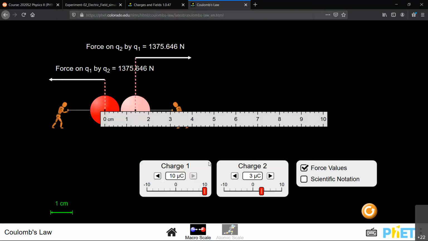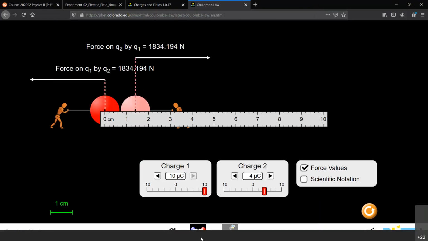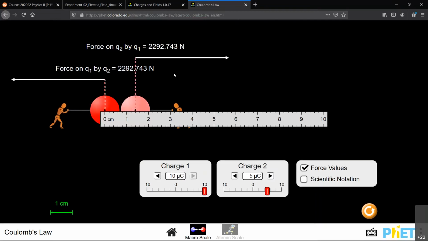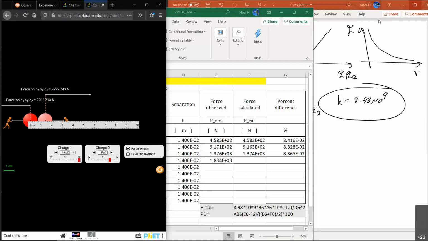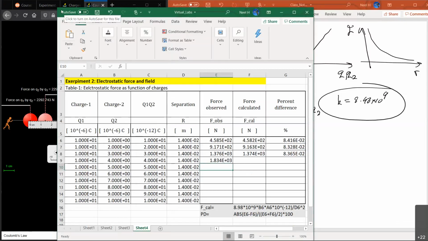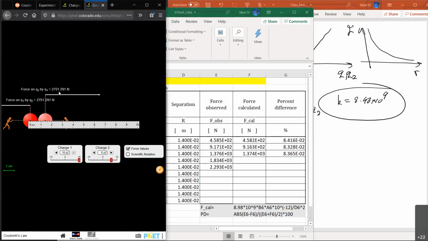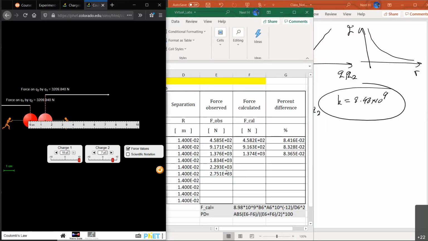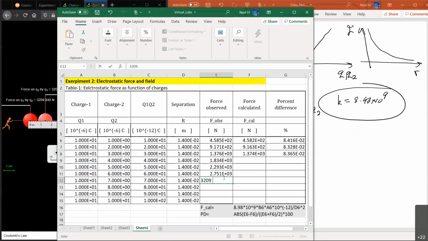Then you continue this, increasing the charge all the way to 10. 4 microcoulomb, 1834.19. 5 microcoulomb, 2292.74. 6 microcoulomb, 2751.29. 7 microcoulomb, 3209.84.